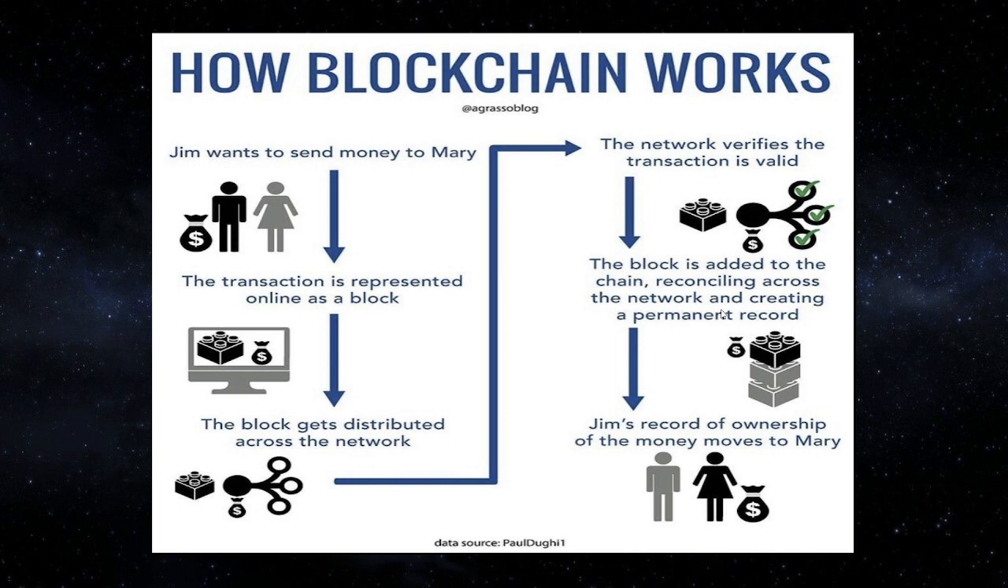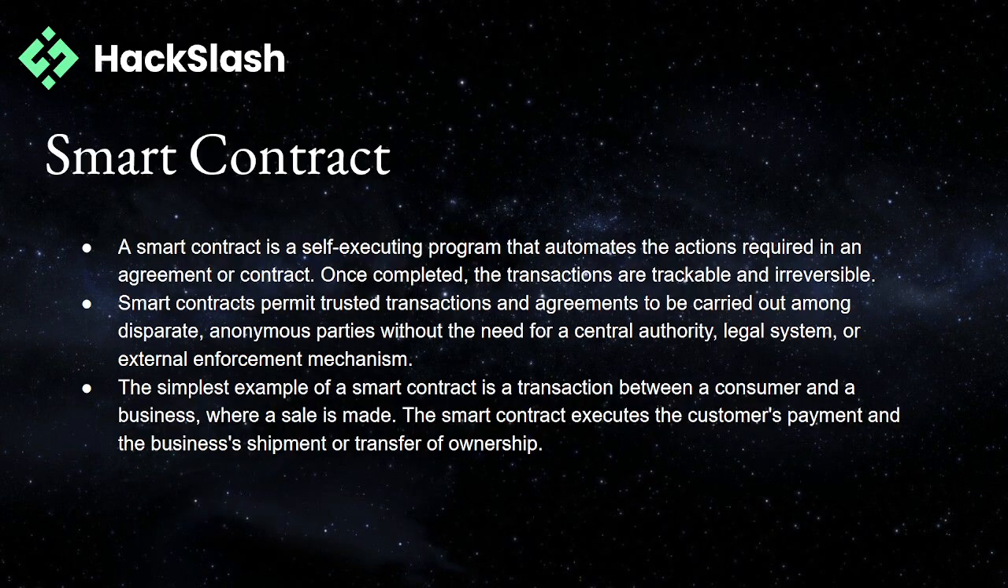So what is a blockchain? Blockchain, as I had told you in the first slide itself, is basically a distributed ledger. So now the record of this transaction has been stored in the ledger. Now Jim's record of ownership of the money moves to Mary. Earlier the money was owned by Jim, but after transacting and creating a permanent record on Ethereum, the ownership of the money moves to Mary. This is basically how a blockchain works.